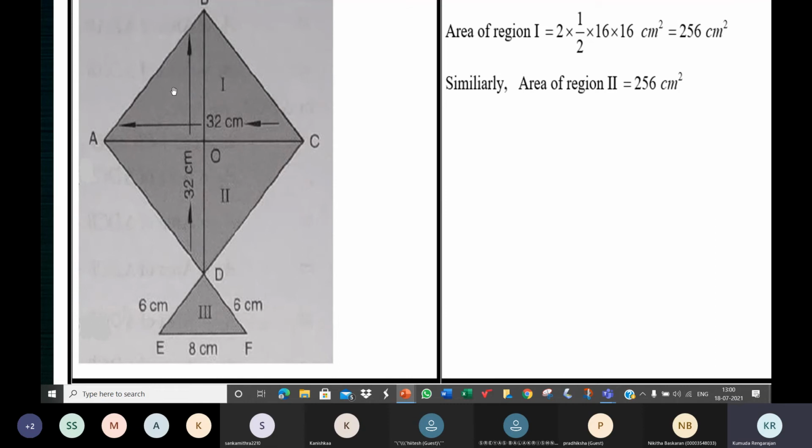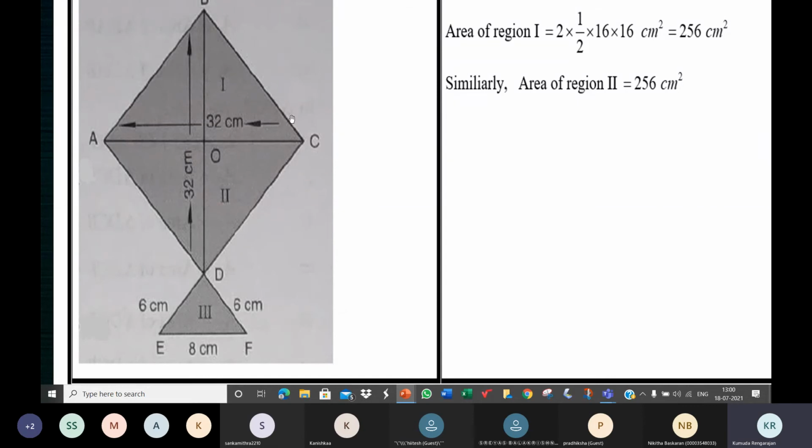Now the area of region 1. Region 1 is a triangle. What's the base of the triangle? 32, ma'am. What's the height? 32, ma'am. Half into 32 into 32. You can do that.